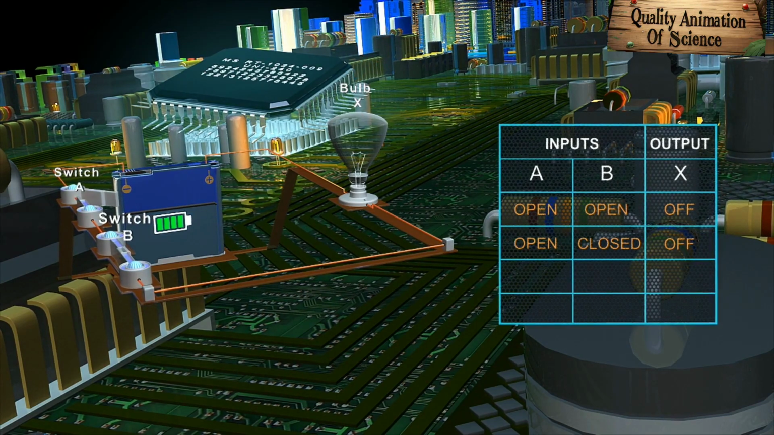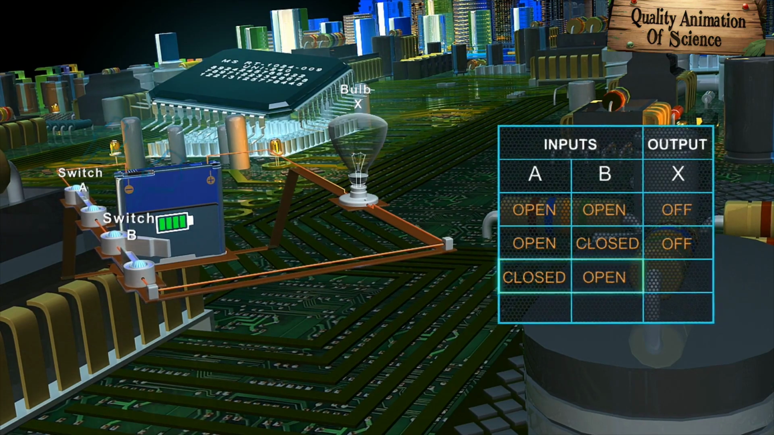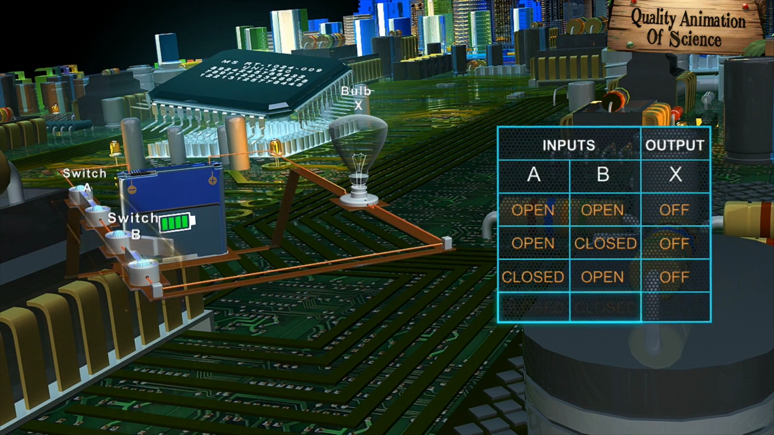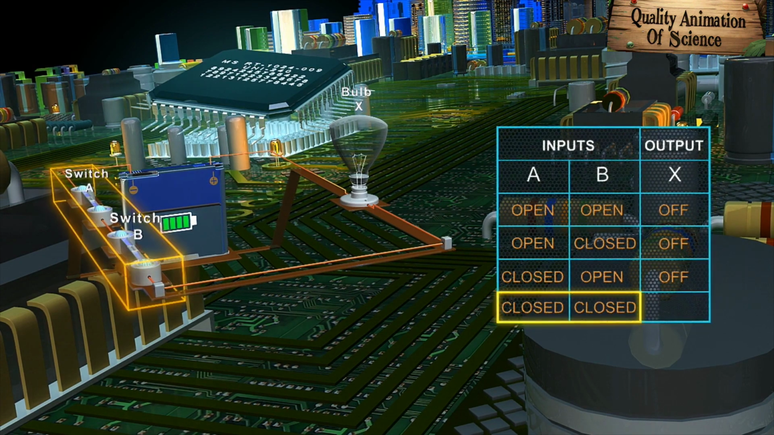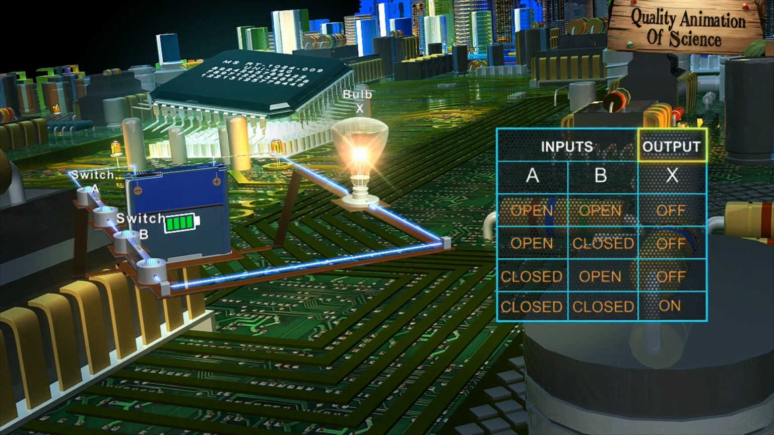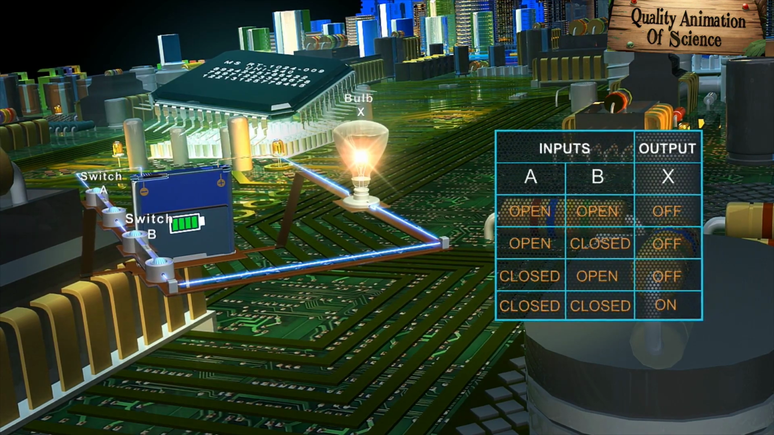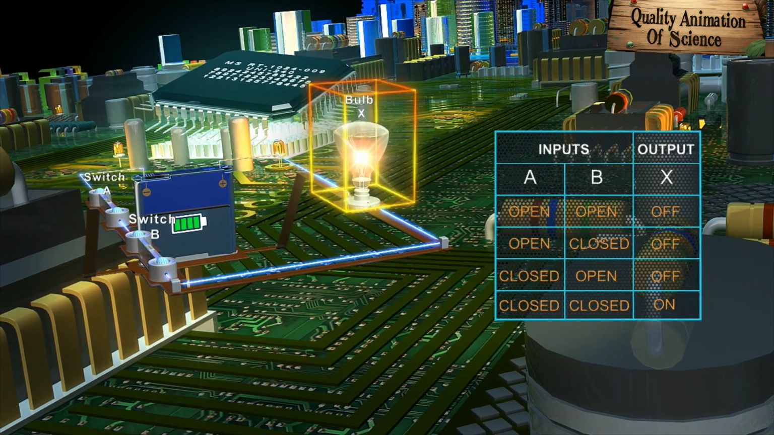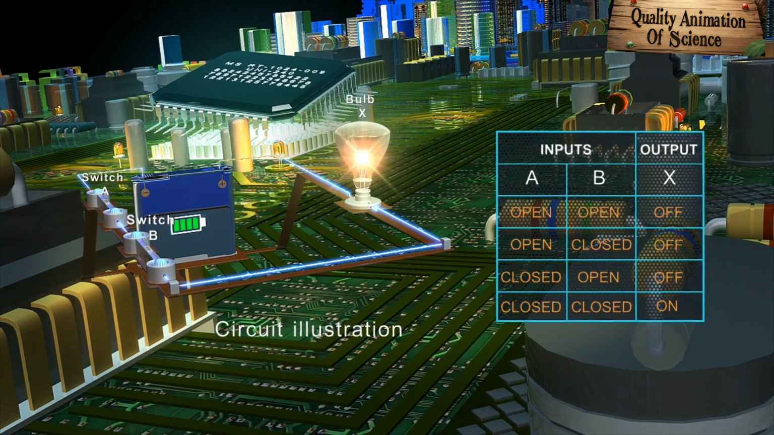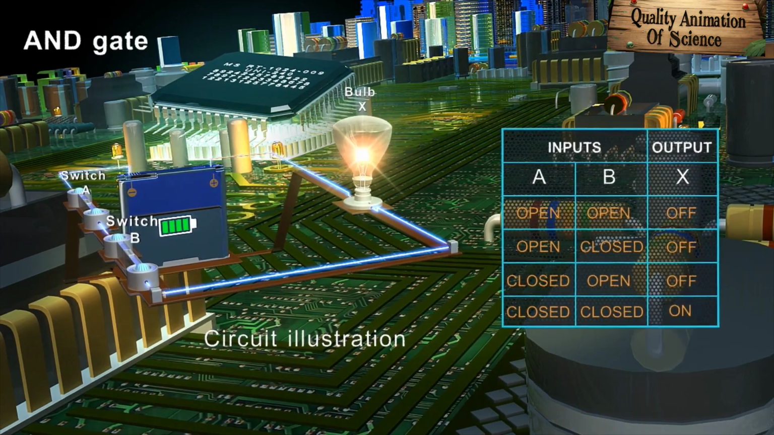Now, when switch A is closed and B is open, yet again the current does not flow through the bulb and it does not light up. Finally, when both switch A and B are closed, the circuit is complete and the bulb glows. Thus, we see that the output of the bulb depends on the input of the switches and performs a logic operation. That is, the bulb only glows when both switches are closed. This circuit is an analogy of the logic operation of an AND gate, which is one of the basic logic gates.